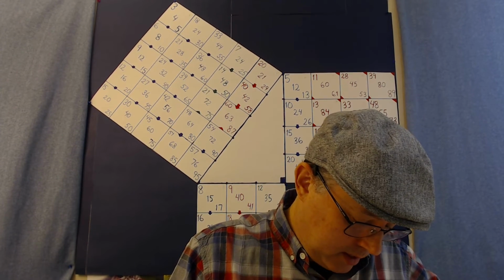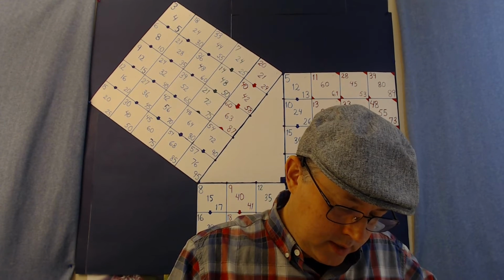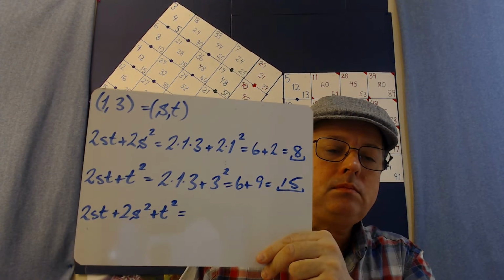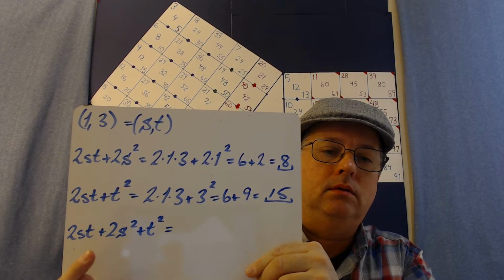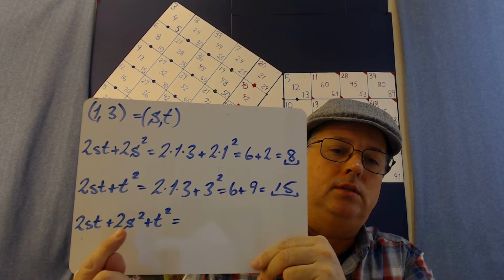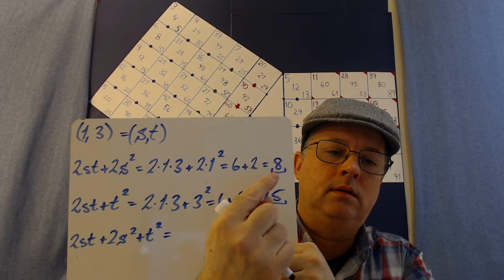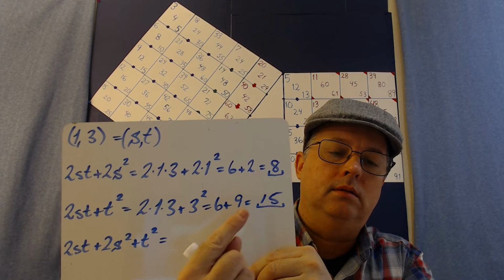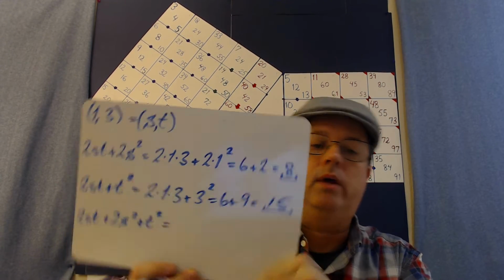So let's show that that happens. So we have 2st plus 2s squared plus t squared. And so you know, you can look at this even quickly here. You know that this part of this is going to be 8, and this is going to be 9, and that's going to give us 17. Okay, but let's go ahead and go through the motions there.